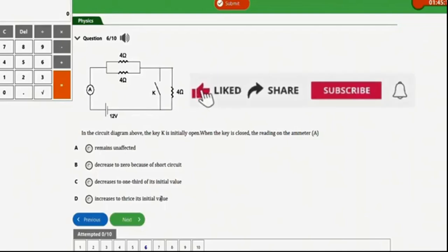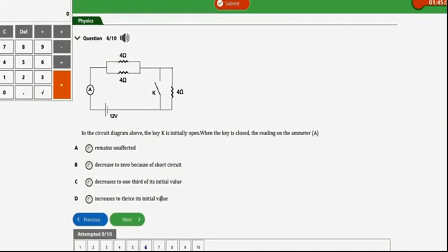Okay, so for this particular question, the correct option will be option D, which is increases to thrice its initial value. When you solve this, we are going to arrive at it increasing to thrice its initial value. Alright, so just take note of this particular question. The correct option is option D. So let's go to the next repeated question.